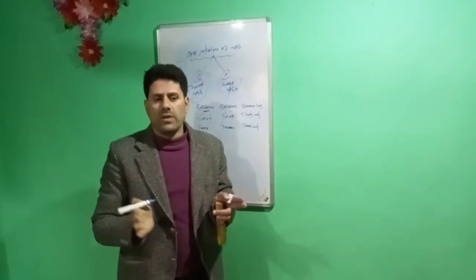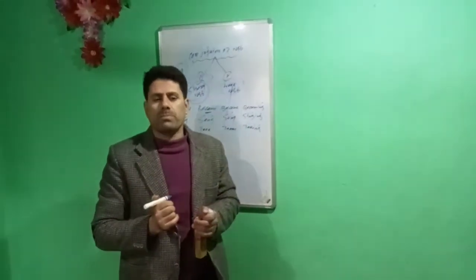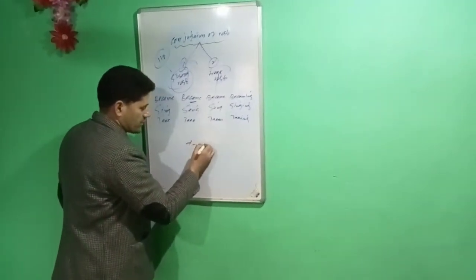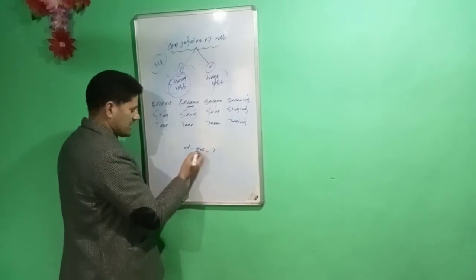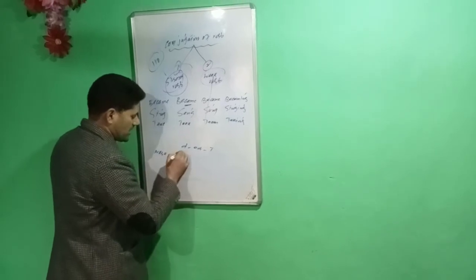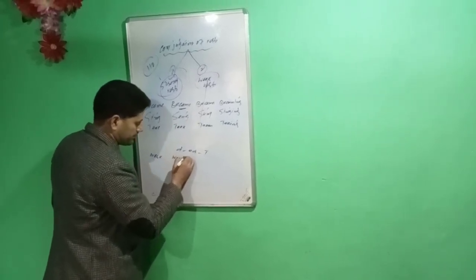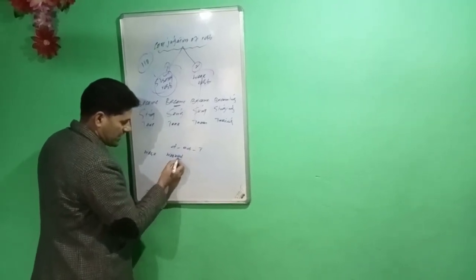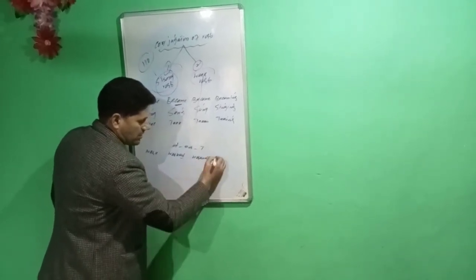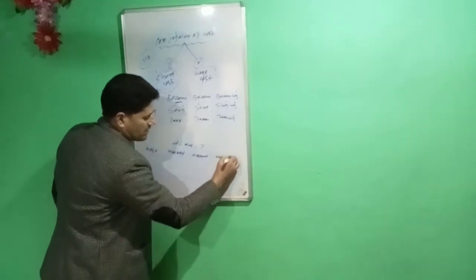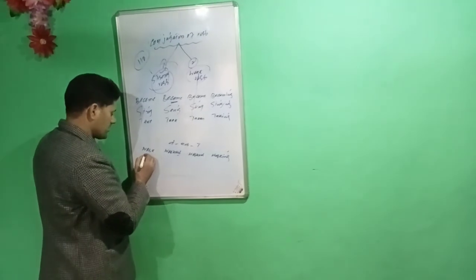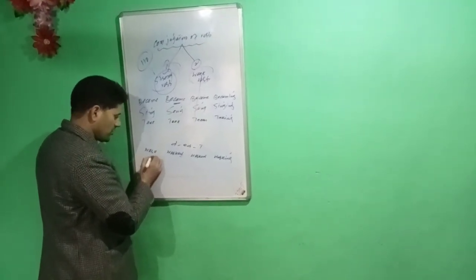those forms of verb which form their past or past participle by adding d, ed or t. For example, here I write down work. The second form is worked. Here you see I have added this ed, and the third form is worked, and the fourth form is working. Work, worked, working.